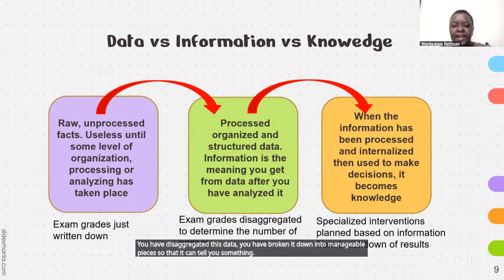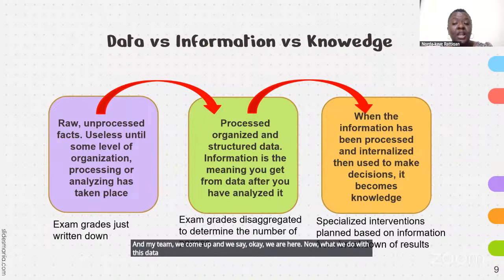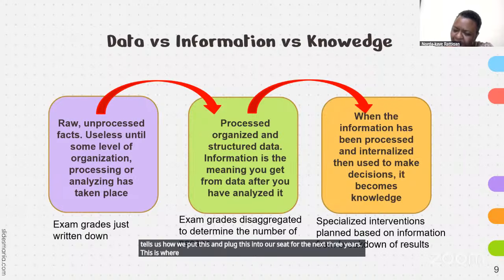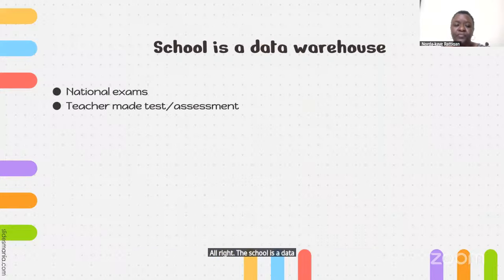So if I pull on some data and I have done my graphs and I have looked and made judgments, and my team comes up and says, okay, we're here. Now, what we do with this knowledge tells us how we plug this into our SIP for the next 3 years. This is where you pull in your specialized interventions and your plans and how you plan to do those things.